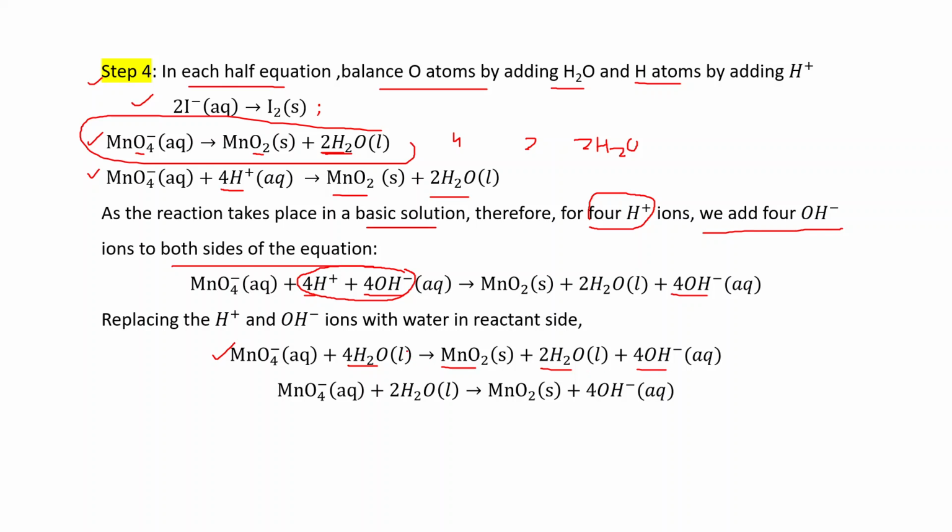Now again, on the reactant side 4 water molecules, on the product side 2 water molecules. So we can say net 2 water molecules will remain on the reactant side. So the equation becomes MnO4 minus plus 2H2O converting into MnO2 plus 4OH minus. Clear?